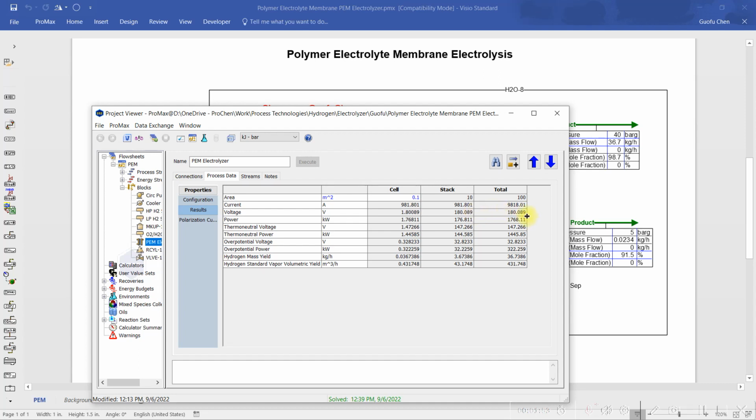With a total of 10 stacks in parallel, the electrolyzer power consumption is about 1768 kilowatts. The hydrogen produced is 36.7 kilograms per hour.